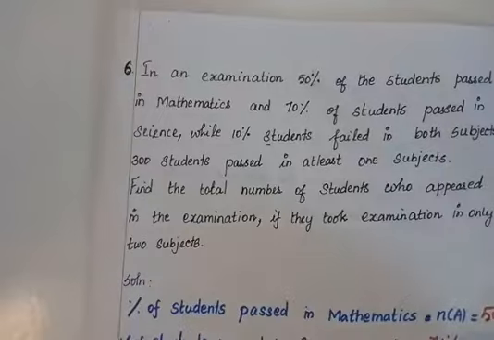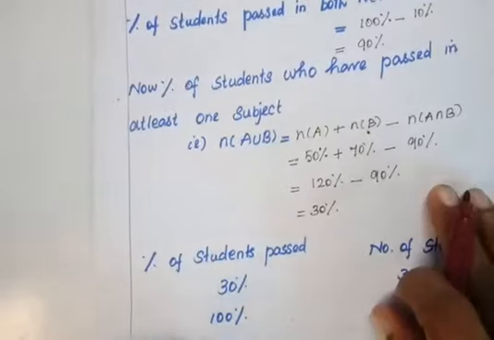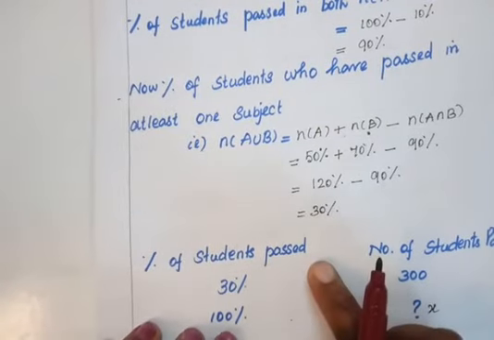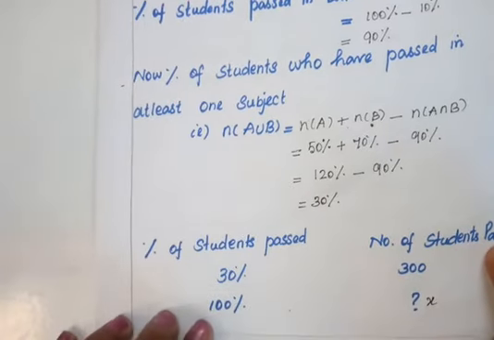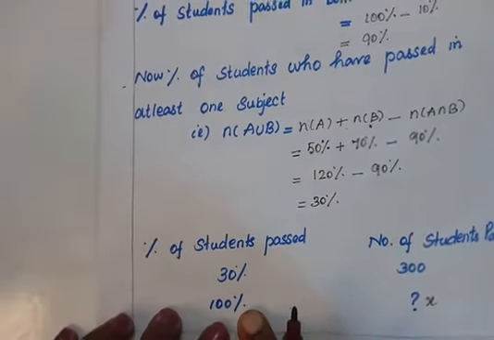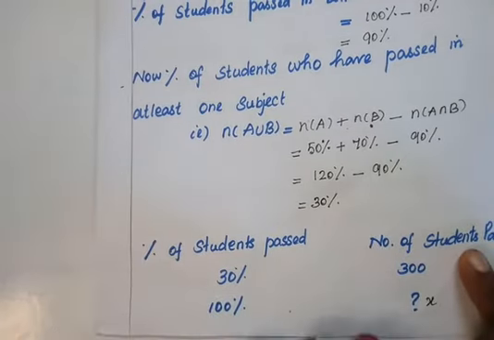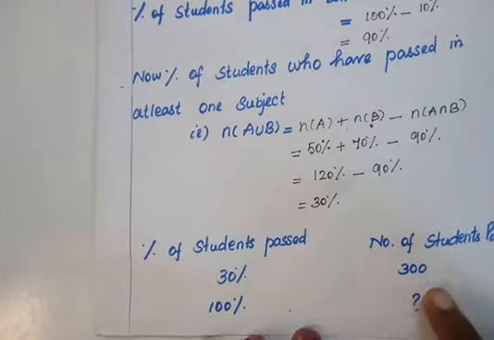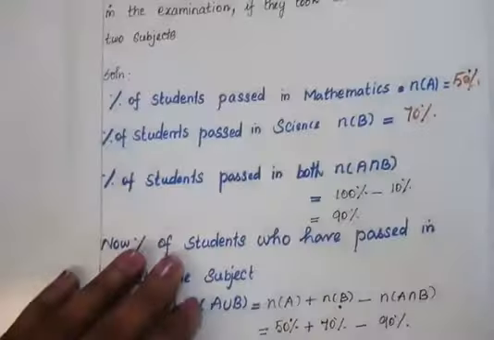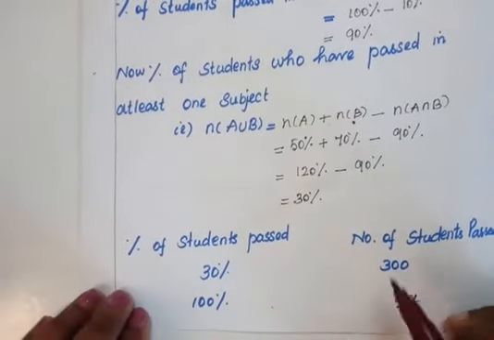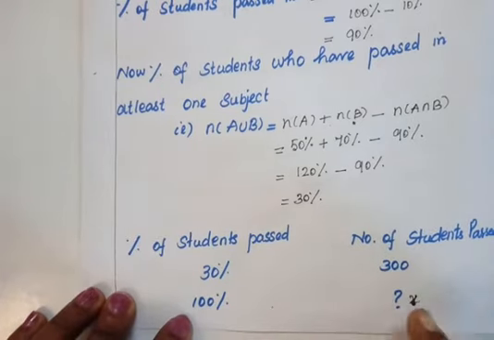Given that 300 students passed in at least one subject. So 30% means 300 students passed. We find 100% of students, which equals how many students appeared in the examination. That is the total number of students who appeared in the examination that you find out. So we take this as x. Now find the value of x. Now we cross multiply.